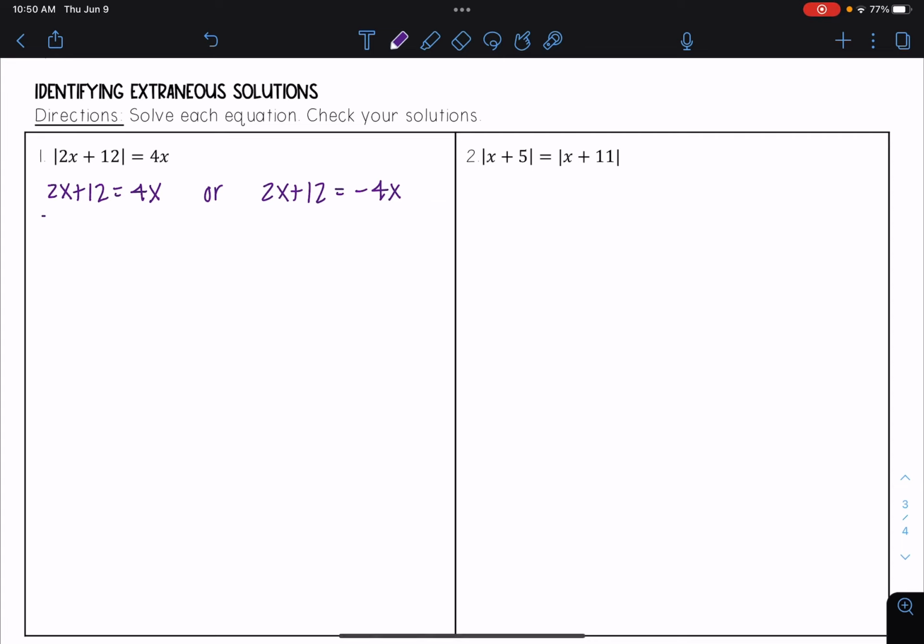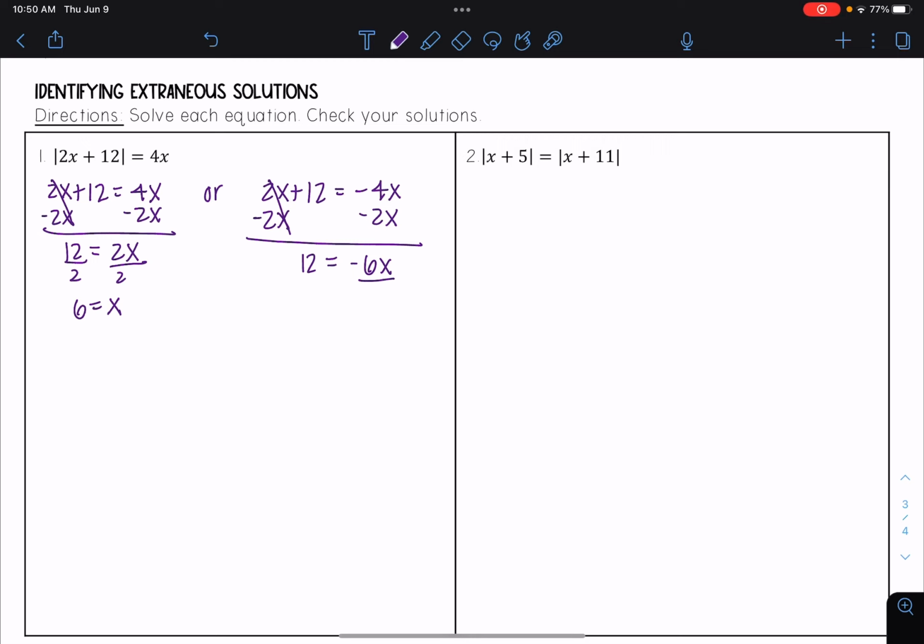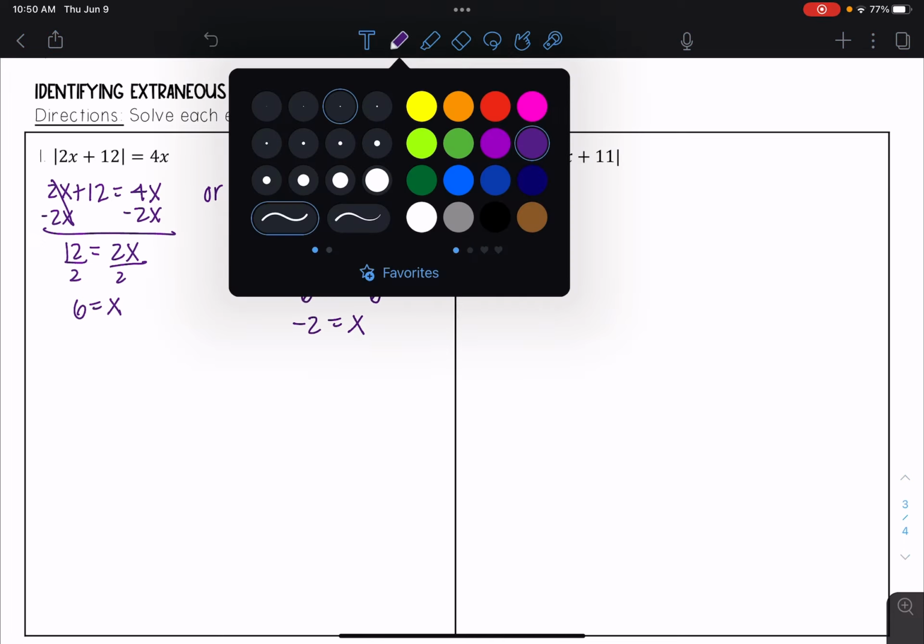So solving this first one, I'm going to subtract 2x from both sides. So 12 is equal to 2x. Then divide both sides by 2. So yeah, x equals 6. Solving this next one, I'm going to subtract 2x from both sides. And then divide by negative 6. And so I get that negative 2 is equal to x. So I have two answers. However, I want to identify the extraneous solution, and so I'm going to check both of these solutions.